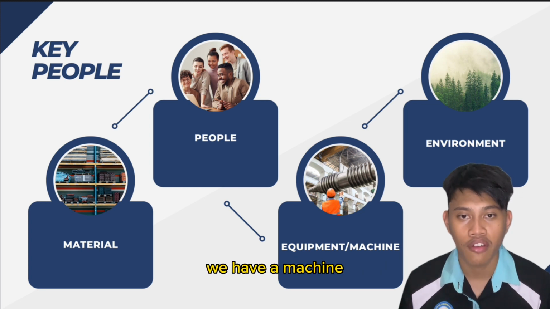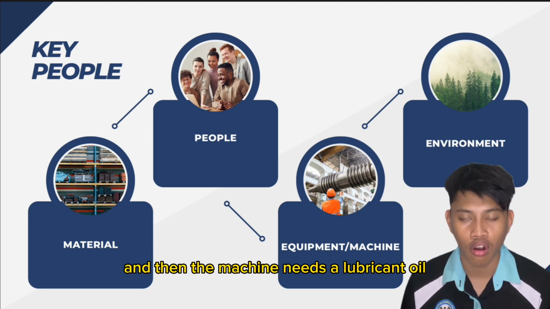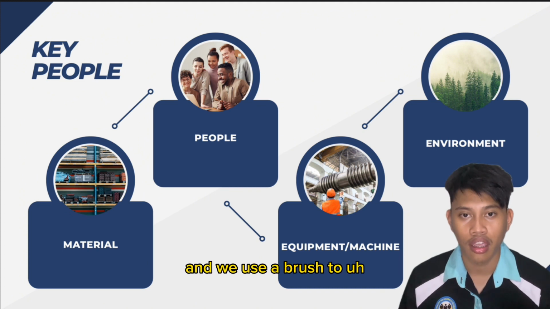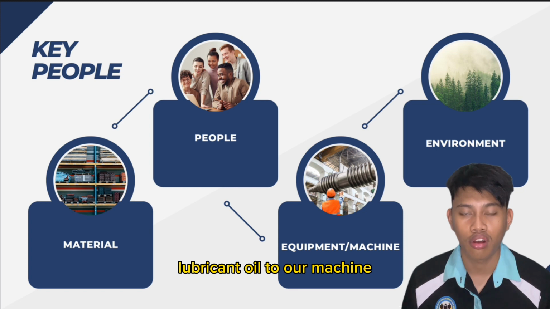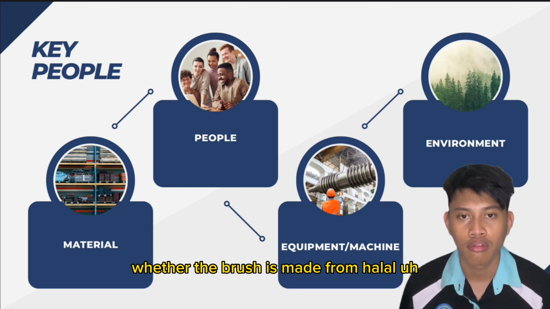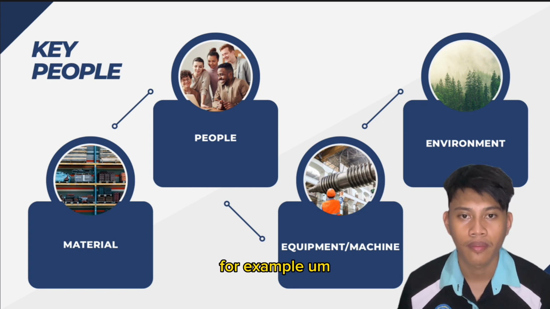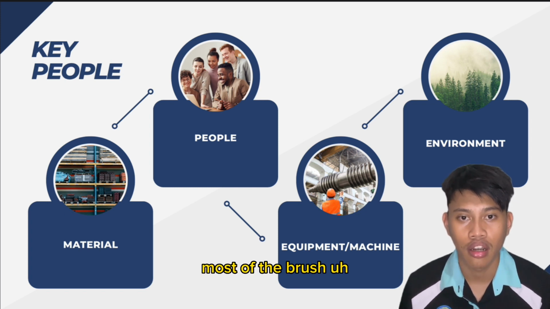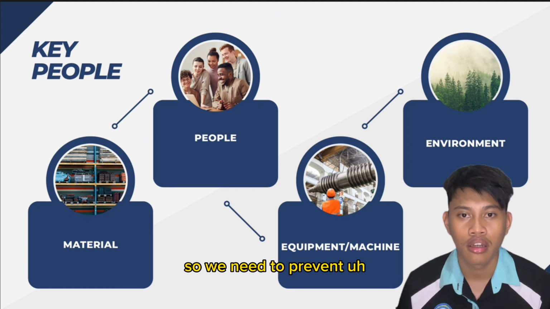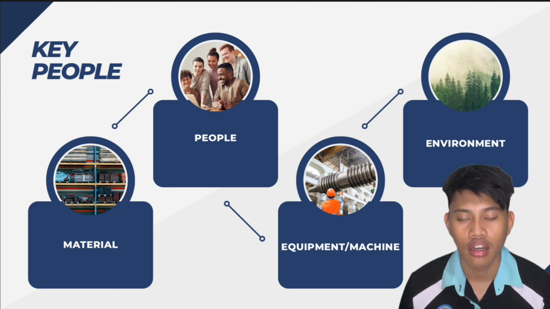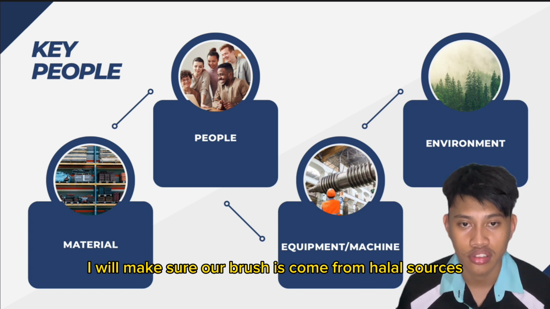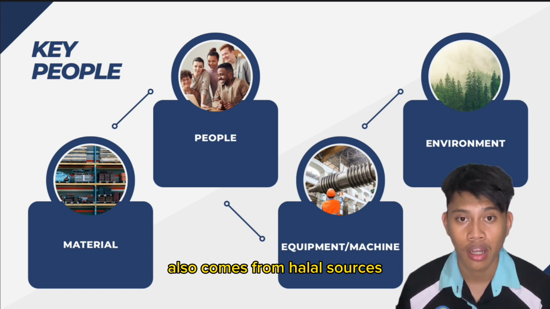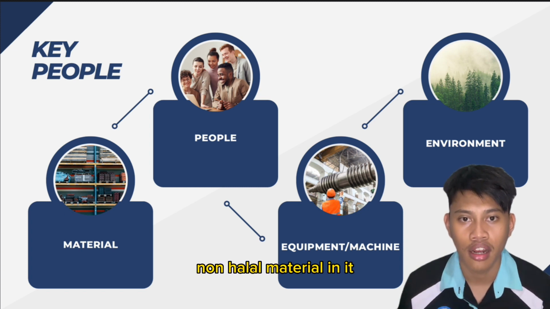For example, we have a machine and the machine needs a lubricant oil, and we use a brush to apply the lubricant oil to our machine. So we need to make sure whether the brush is made from halal sources. For example, in this era, most brushes use pig hair, so we need to prevent using it. Make sure our brush comes from halal sources, and the lubricant oil also comes from halal sources and doesn't use non-halal material in it.